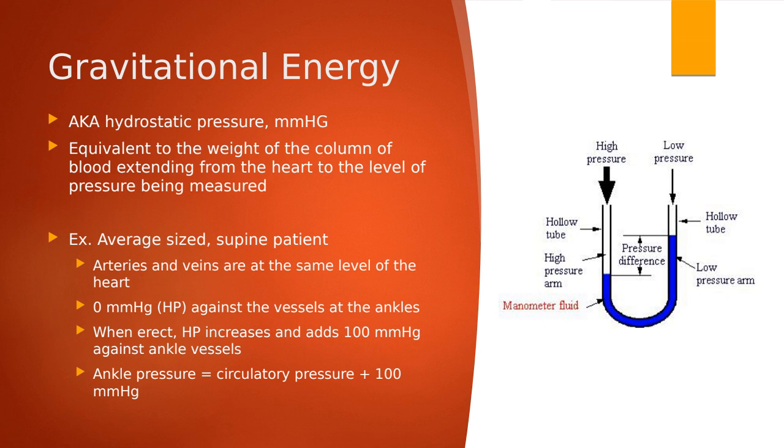So let's say, for example, we have an average size patient who's laying flat on their back. We don't have the effect of gravity on any of our cardiovascular system because our entire cardiovascular system is at the same level as the heart. So we're going to have 0 millimeters of mercury in reference to our hydrostatic pressure against the vessels of our ankles. Typically when we're talking about hydrostatic pressure, gravitational energy, we're really only talking about it in reference to our lower extremity arteries and veins.